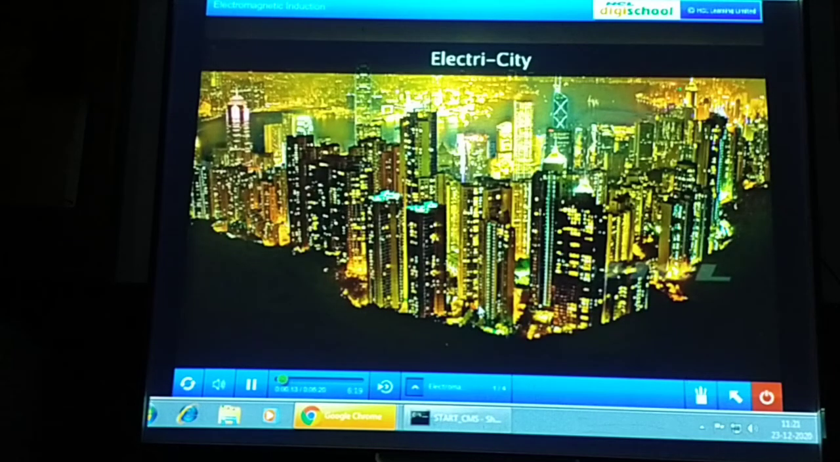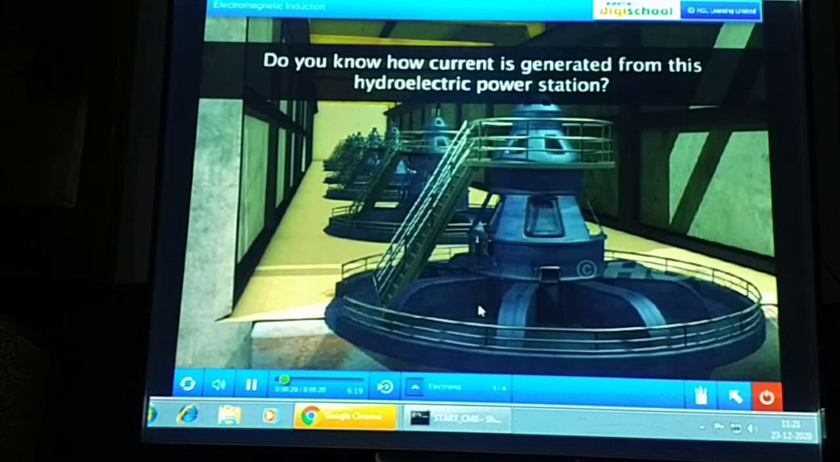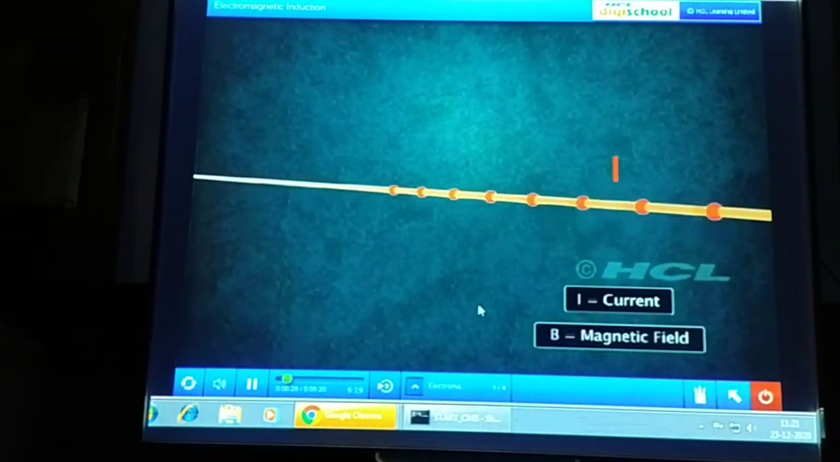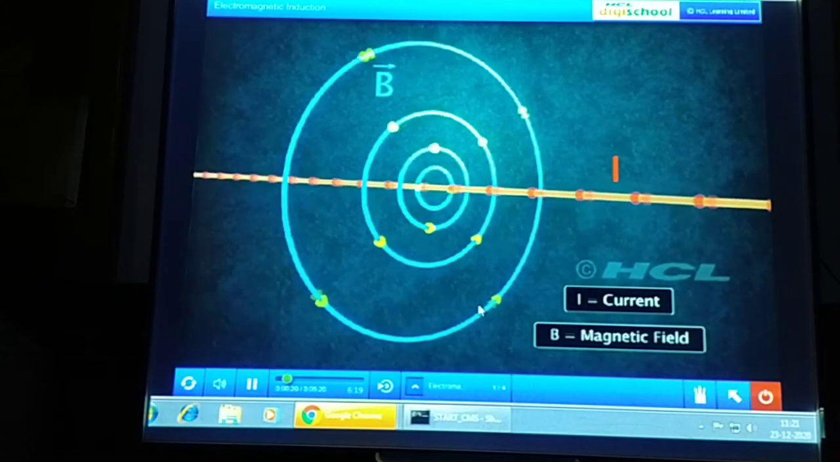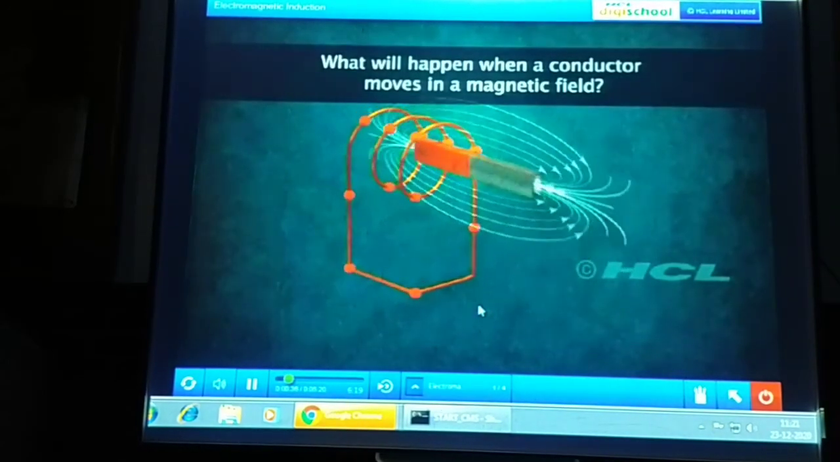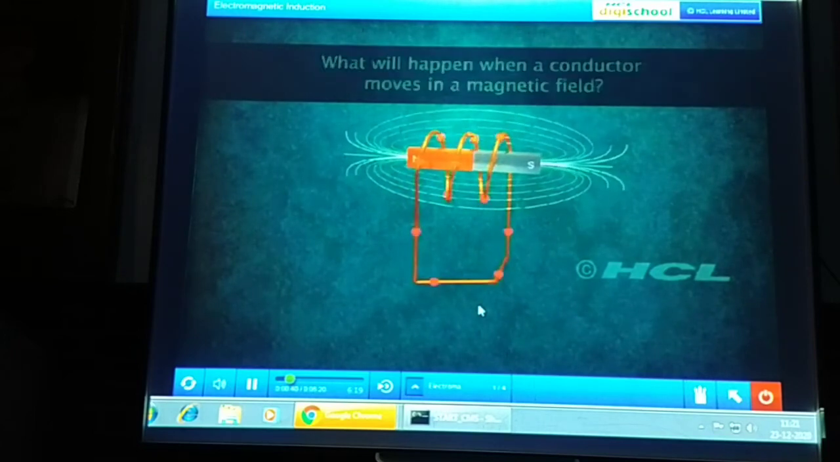We can hardly imagine daily life without electricity. Do you know how current is generated from this hydroelectric power station? Ørsted's discovery showed that we can produce a magnetic field via an electric current. What will happen when a bar magnet is moved inside a copper coil with several turns?